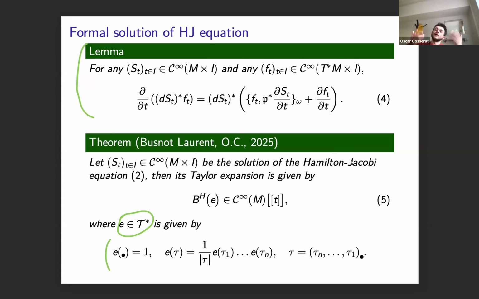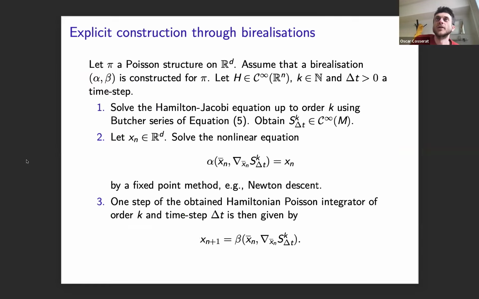While if you lift up this Hamiltonian vector field to the symplectic groupoid, and then you look at the Taylor series of this Hamilton-Jacobi solution, well, there it will provide some satisfying approximation of the dynamical system. So somehow the symplectic groupoid is a nice framework to construct numerical methods in Poisson geometry. So let me give an explicit construction through B realizations.